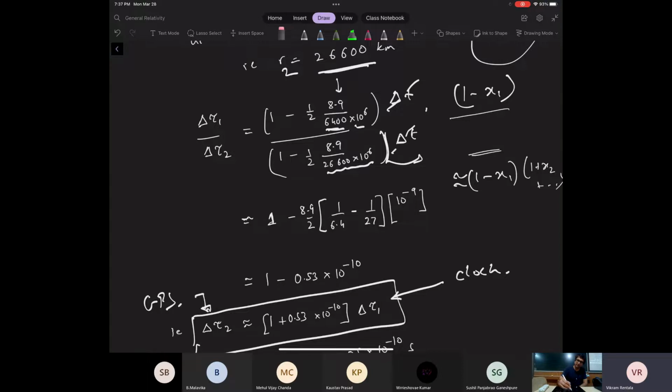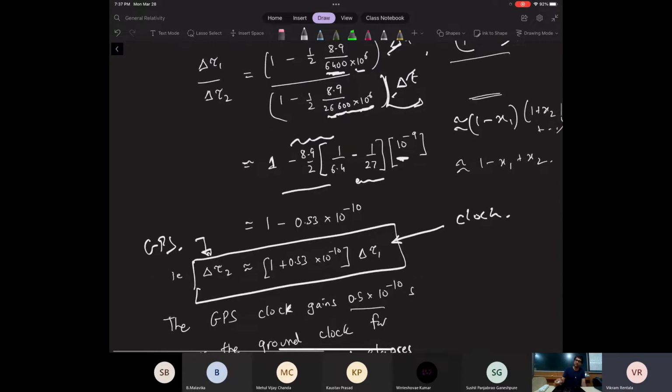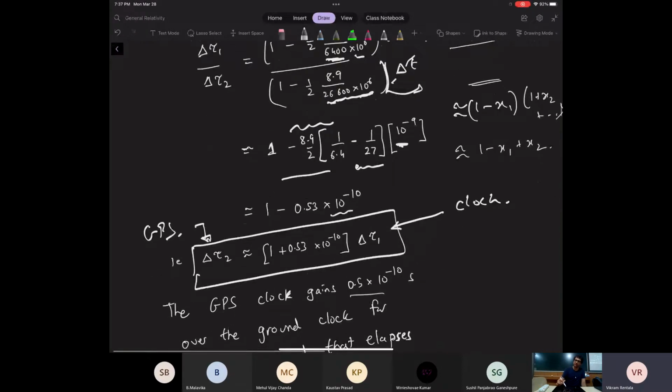The denominator I've written as 1 minus x2 inverse, and this 1 minus x2 inverse is approximately 1 plus x2. So really I can write it as 1 minus x1 plus x2, which is what I've done here. This is 1 minus x1, and the second term is plus x2, times some number which is very small. This is 10 to the 6 times 10 to the 3, so I've basically pulled out a 10 to the minus 9. So you can see that this is going to be a very tiny number. You can check the number later. It turns out to be 1 plus 0.53 into 10 to the minus 10 delta tau 1.